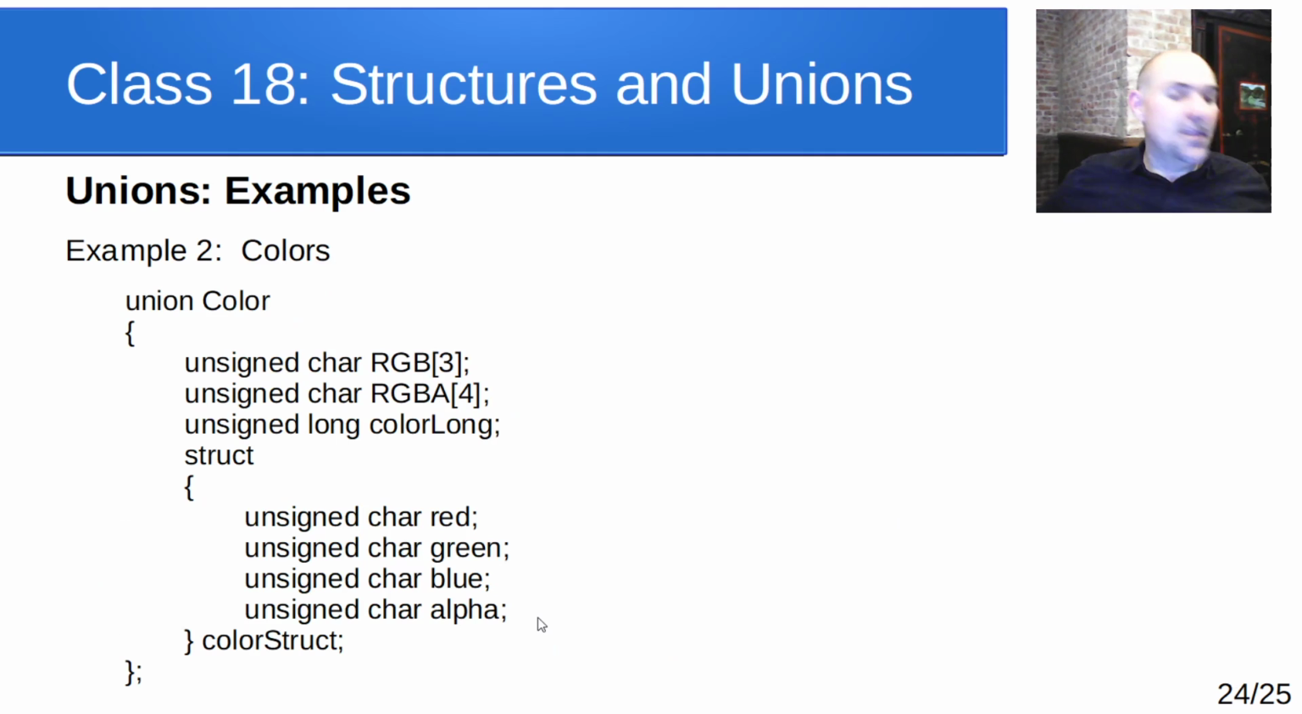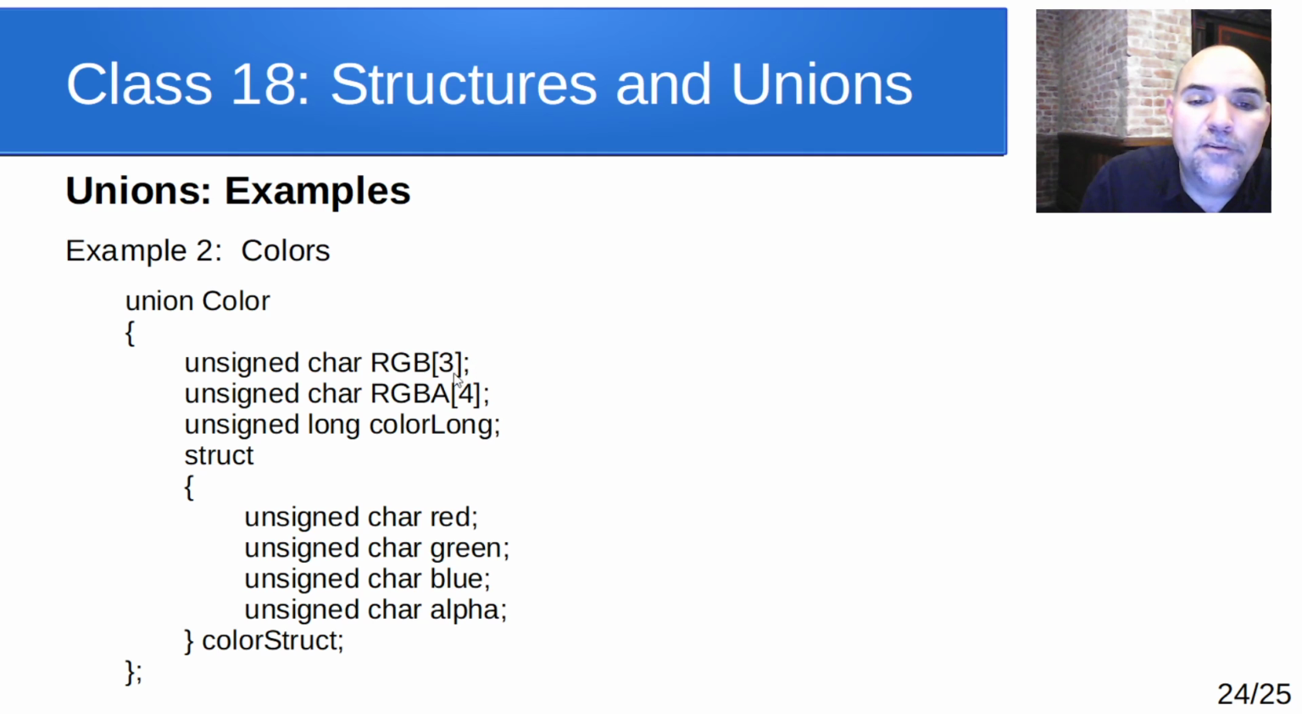Another example would be something like colors. If you think about colors in a graphics SDK or a graphics program, you have RGB colors, you have RGBA colors, you have a long value for colors that's stored as a hex number, like 0xFFFF. That's just a number that gets stuck in there. And then you might want to treat it as individual elements like the red component, the green component, the blue component, and the alpha. And so here is a structure, or a union, I mean, that is for colors.